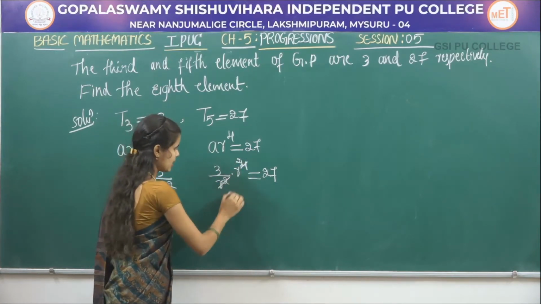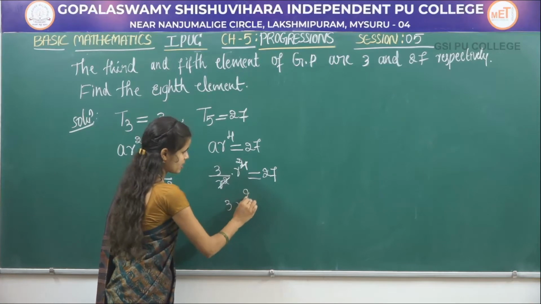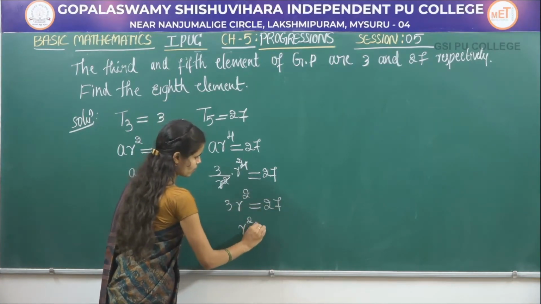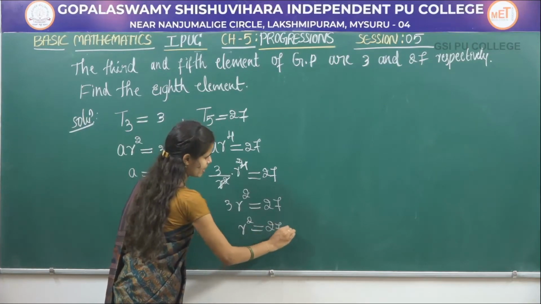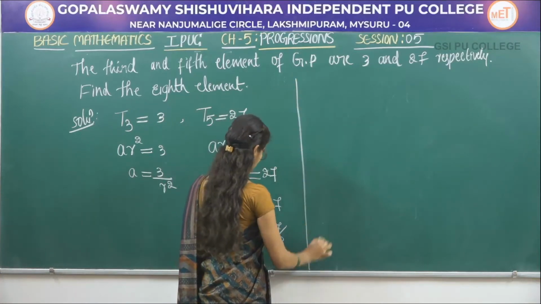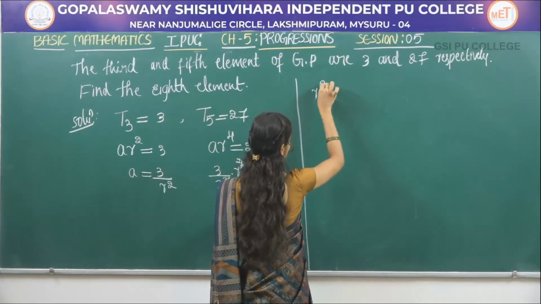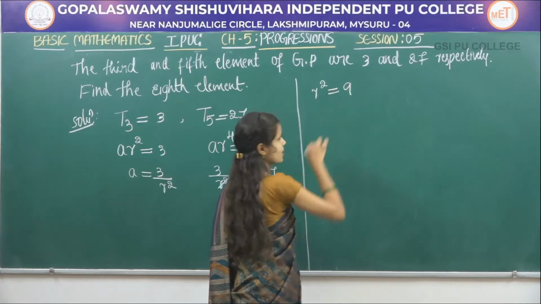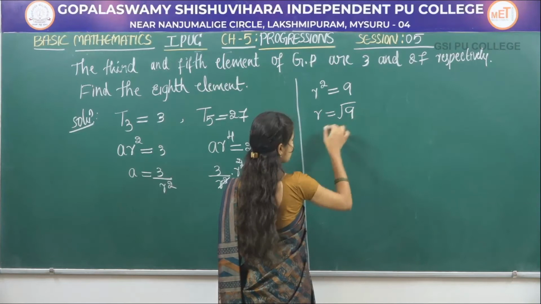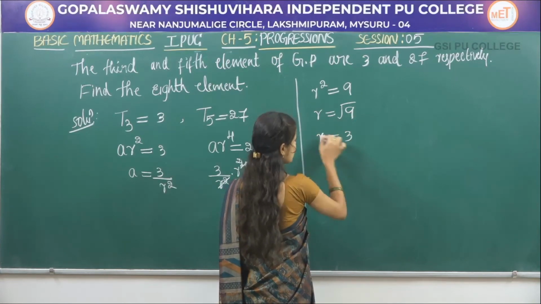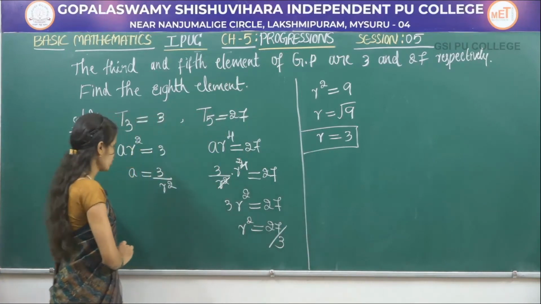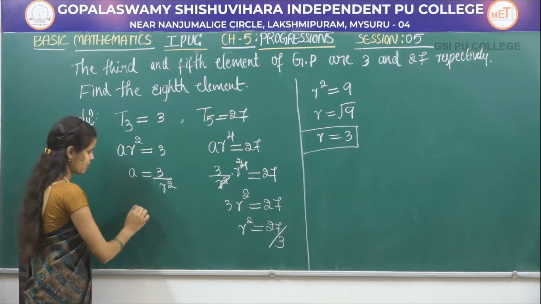So, 3 into R square is equal to 27. Therefore, R square is equal to 27 divided by 3, which is 9. So, R is equal to root 9, therefore R is equal to 3 (or plus or minus 3). R is equal to 3. So, substitute here to find out A.